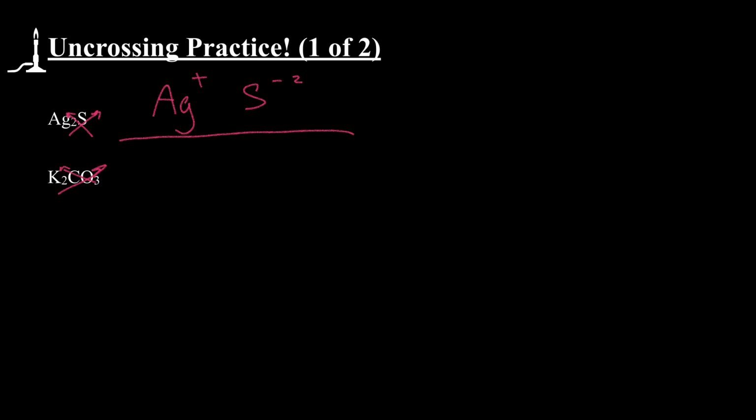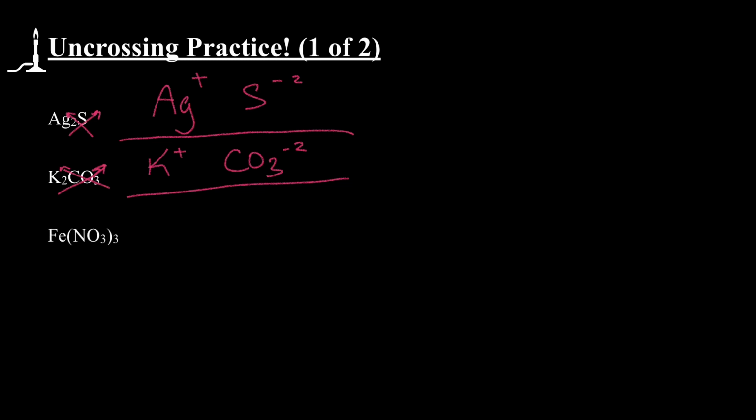K2CO3. Cut it between the K and the CO3. Separate them. So I get K+ and CO3 2-. That's a polyatomic. You can always check yourself. If you don't have the polyatomics memorized, you can always refer to the table to check yourself. But you also know that K, because of the group it's in, is a positive 1. So you can uncross those and what you get is K+ and CO3 2-.